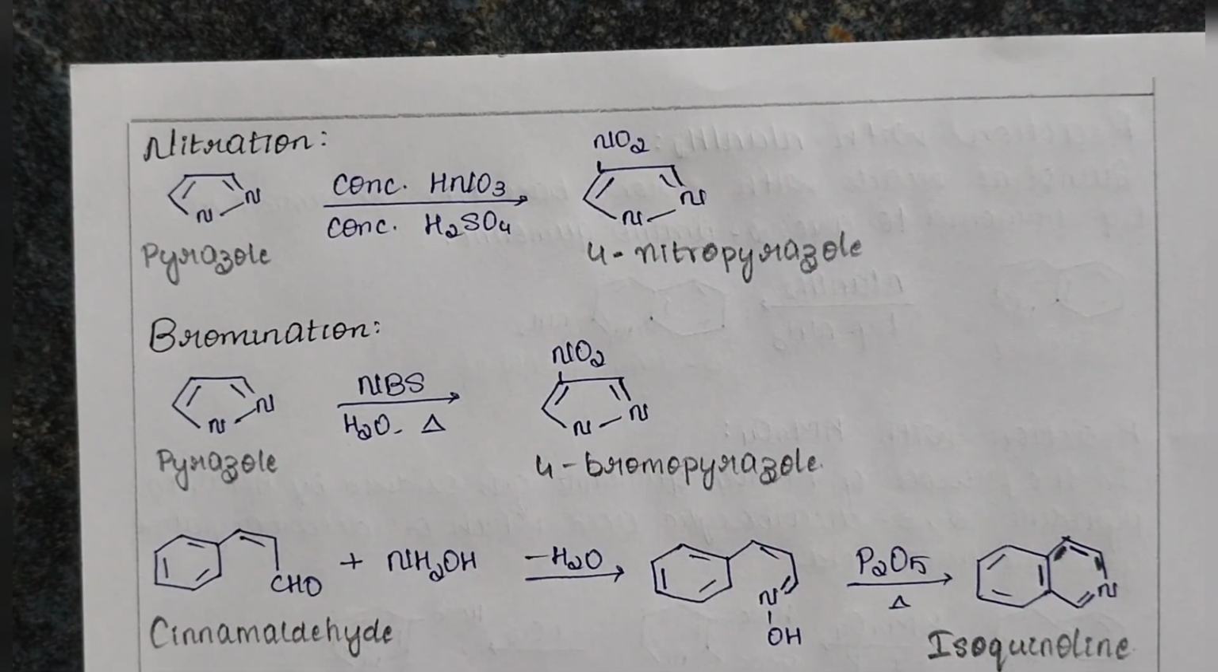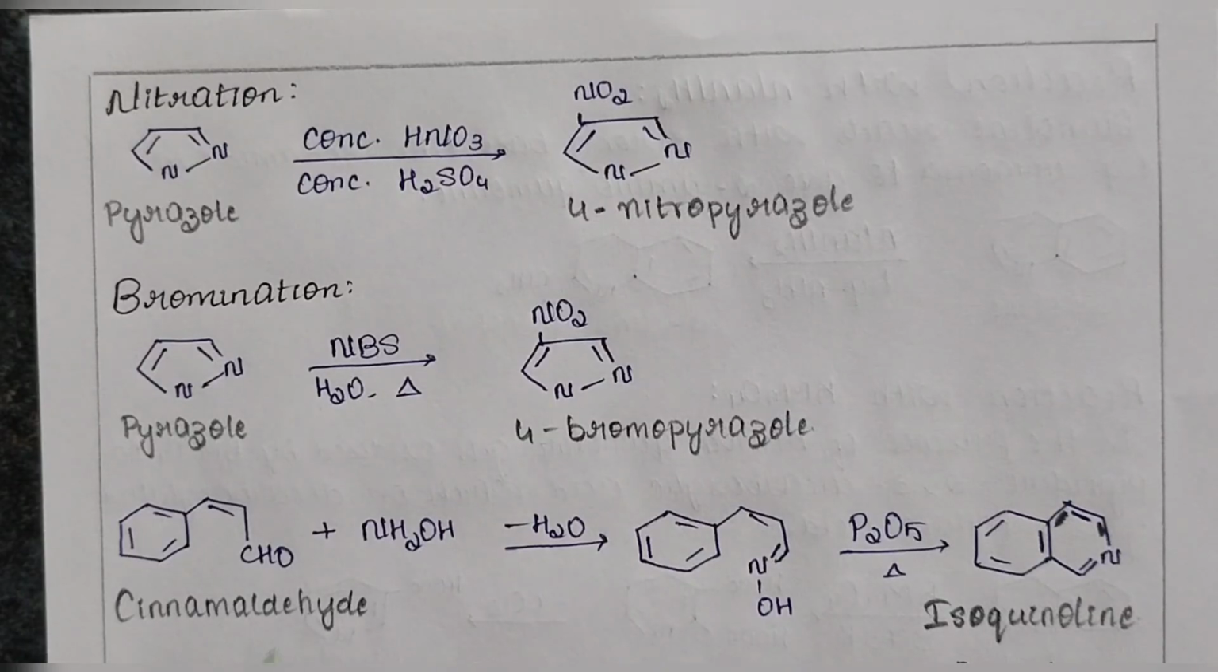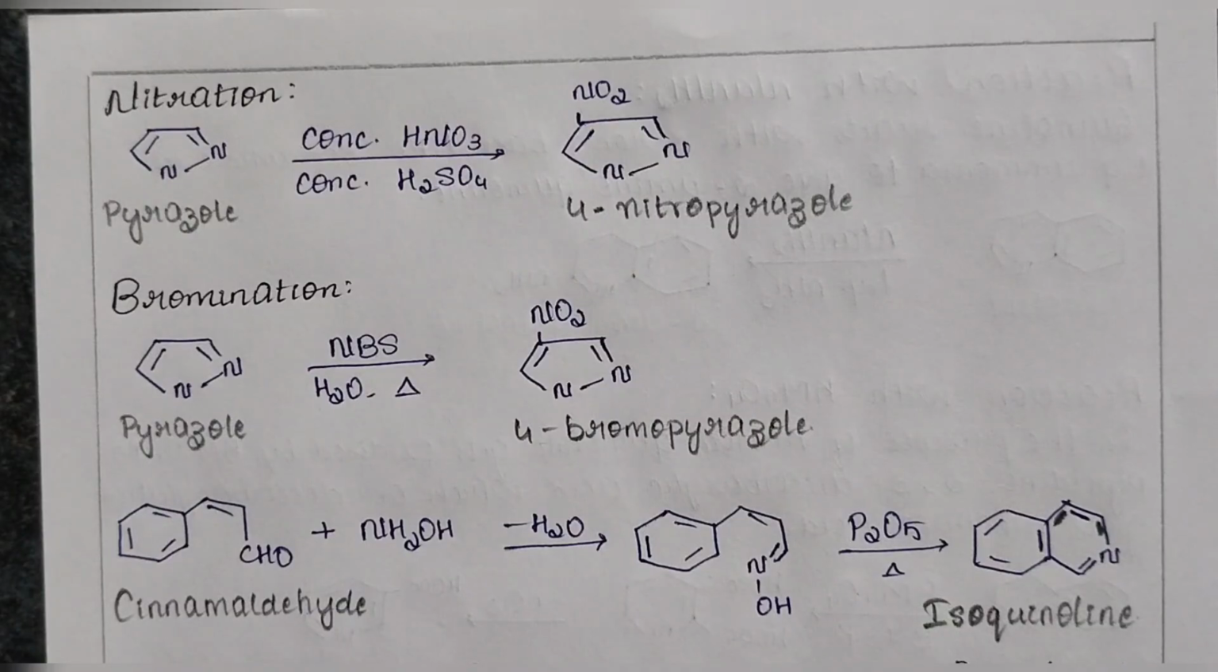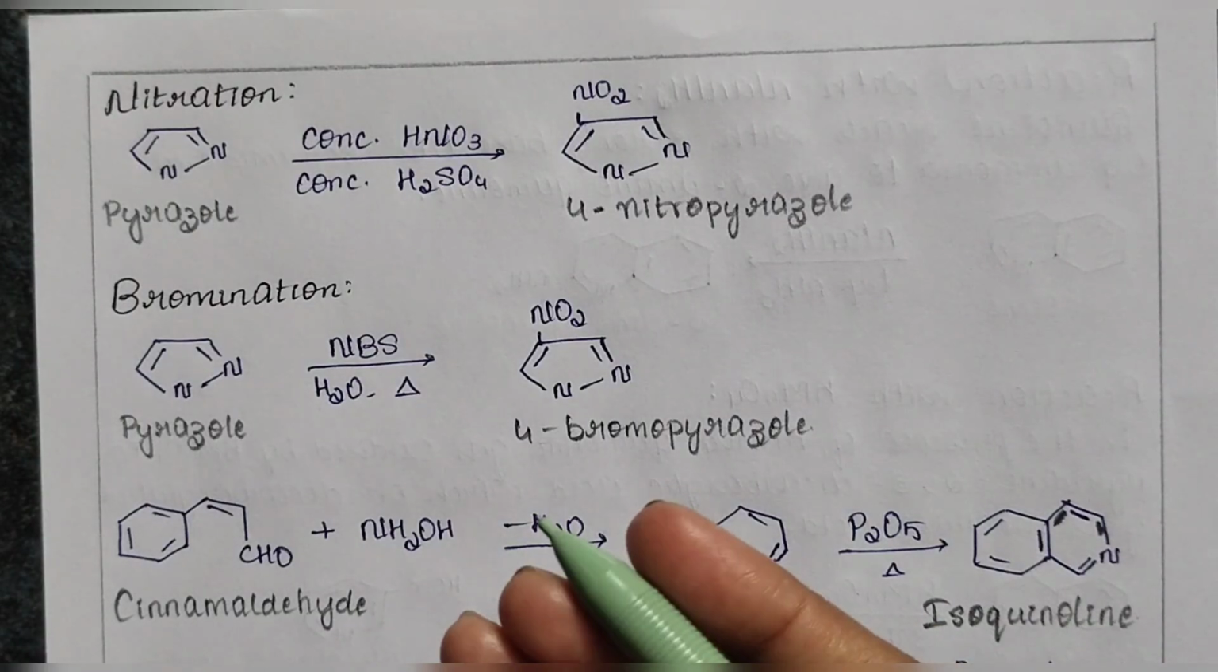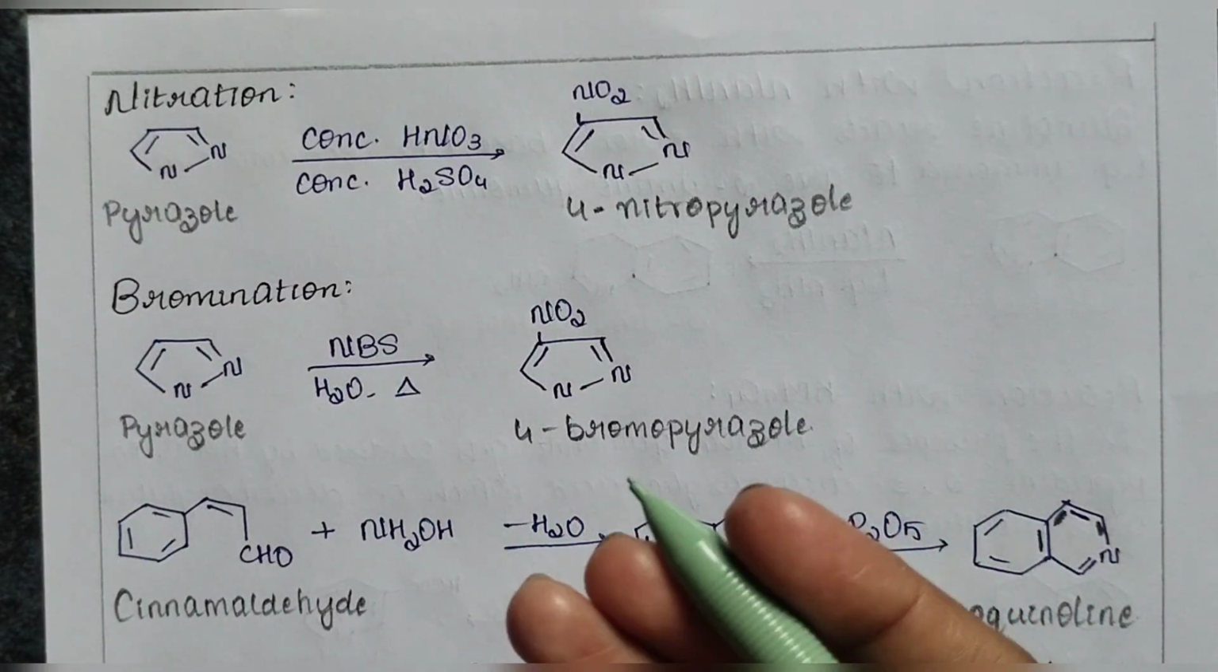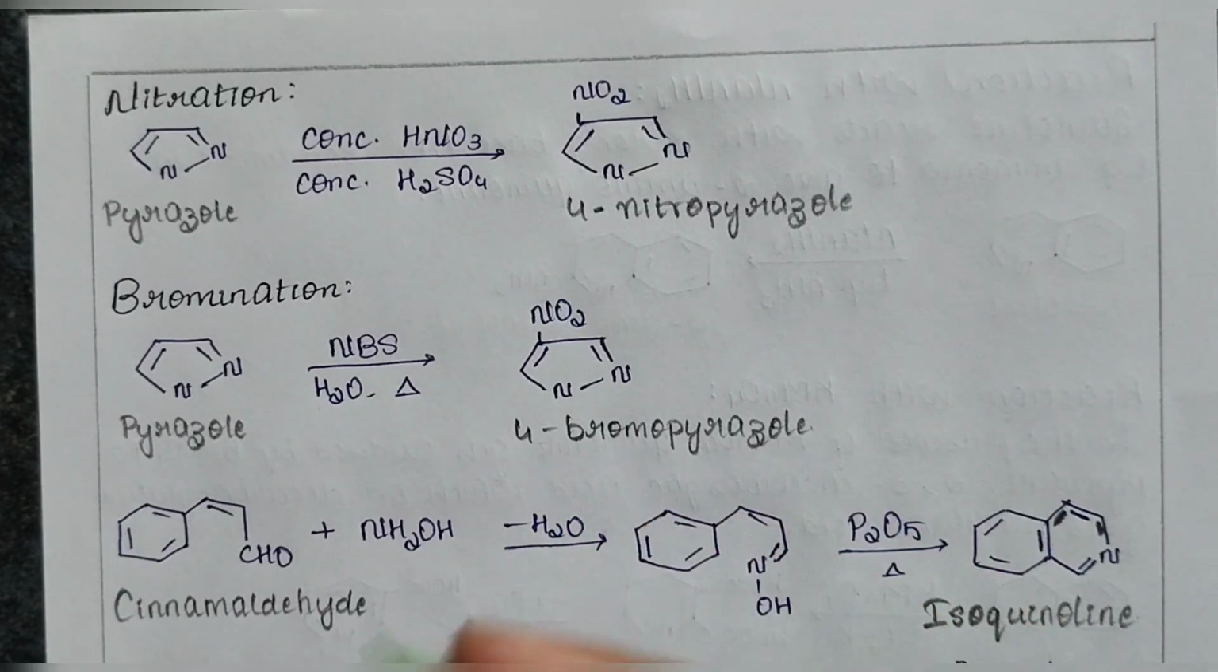The next one is when cinnamaldehyde is reacted with NH2OH, removal of a water molecule will take place, which leads to the formation of the corresponding product, which on reaction with phosphorus oxide in presence of heat will yield isoquinoline. So in this video, we have covered the definition of heterocyclic compounds and the synthesis and reactions involved in some heterocyclic compounds such as furan, thiophene, pyrrole, pyridine, indole, quinoline and pyrazole.